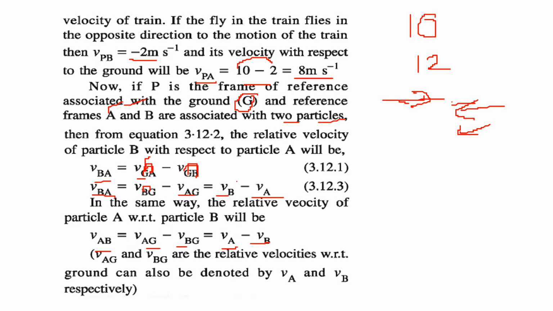See, this is VB minus VA. Here we have VA minus VB. So VAG and VBG are nothing but these two, AG and BG. These are nothing but the relative velocity. And what are the velocity of A with respect to ground, B with respect to ground? That is why, because they are relative to the ground, we are saying VA and VB simply.